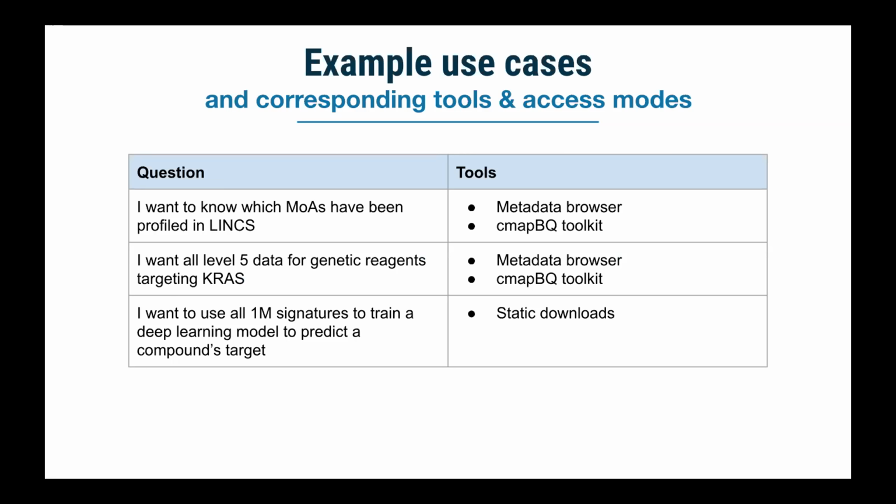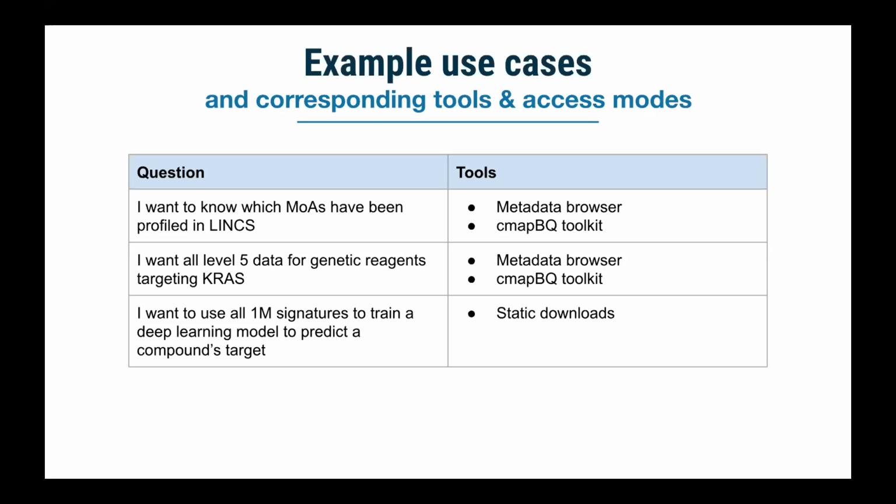If you then wanted to get, let's say, all of the level 5, so this is our replicate collapsed differential expression data for genetic reagents that target the gene KRAS, that's not a large number of signatures, so you could use the metadata browser for that or the BQ toolkit, but you wouldn't need to go and download a giant GCTX file just to get the data for KRAS.